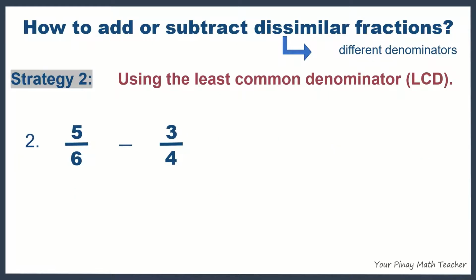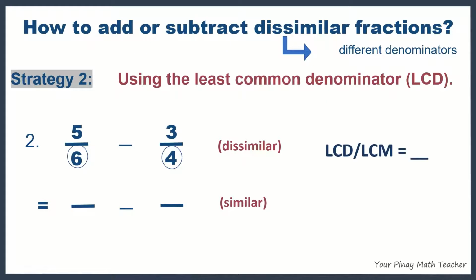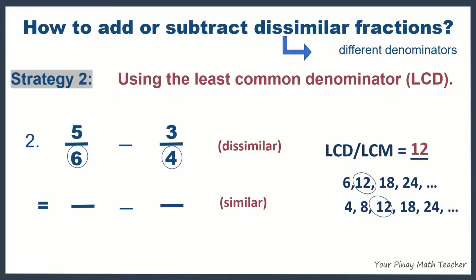Number 2: 5/6 minus 3/4. Since the denominators are different, the fractions are dissimilar, so we have to make them similar. So first, find their LCD. The first few multiples of 6 are 6, 12, 18, 24, while for 4 we have 4, 8, 12, 16, 20, 24. Based on the list, 12 is the least common denominator.